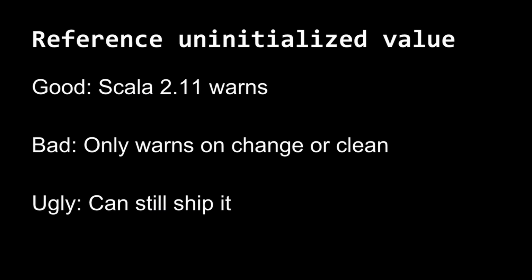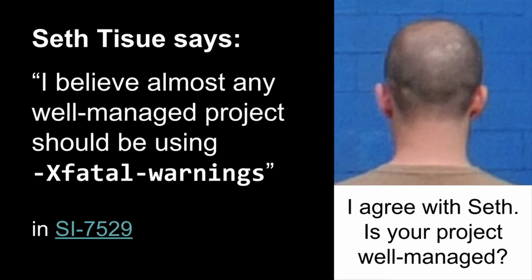So the good news is that Scala 2.11 now warns us when we do something dumb like this. The bad news is that it's only a warning, and I can still ship it, and I don't want that to happen. I want to find out at compile time, not runtime, that I've done something stupid. So Seth recommends that if you've got a well-managed project, that you set -Xfatal-warnings. Do you have a well-managed project? I mean, show of hands, who has -Xfatal-warnings on? Okay, not enough, right? This is a really useful tool that the compiler will give us. And this isn't the only thing that you'll benefit from there.